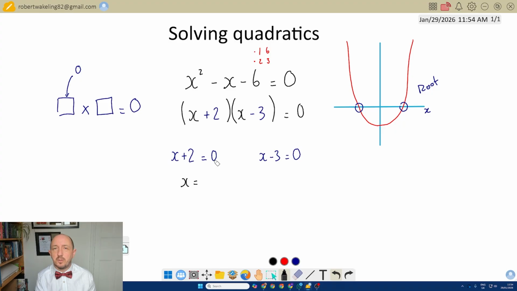So x plus 2 equals 0. Take away 2 from both sides. We get -2. And on this side, add 3 to both sides. We get +3, like that. And there is a little hack to this. At the lower levels, we can just say, well, if it's a +2 in the bracket, the answer will be minus. And if it's a minus in the bracket, this will be positive, like that. Okay. So when we look at our graph here, x equals -2 and x equals 3 are the solutions or the roots of our equation, and we found that by factorising.